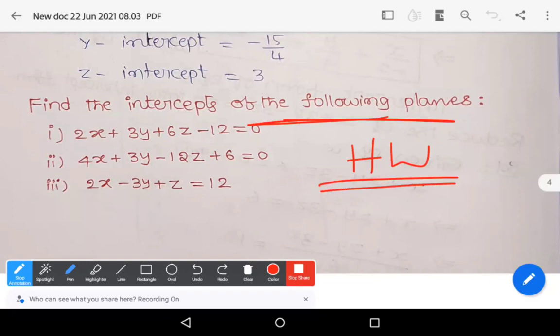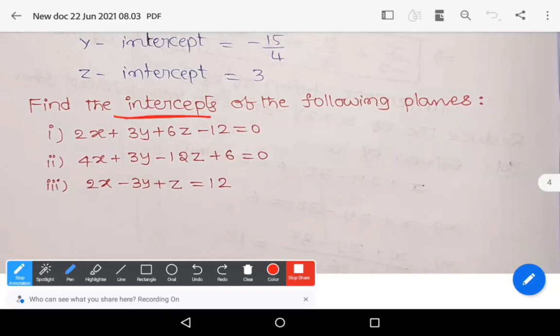Homework problems. Do yourself. You can become familiar with this method. Find the intercepts of the following planes. Reduce these equations into intercept form. It is very easy to write the x, y, and z intercepts.